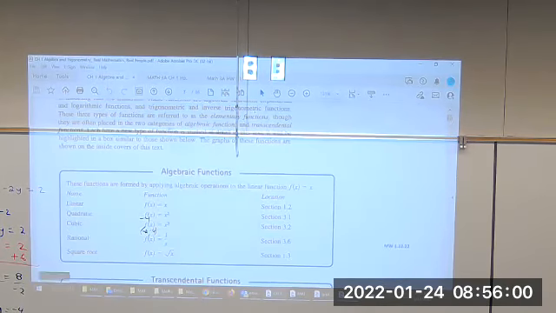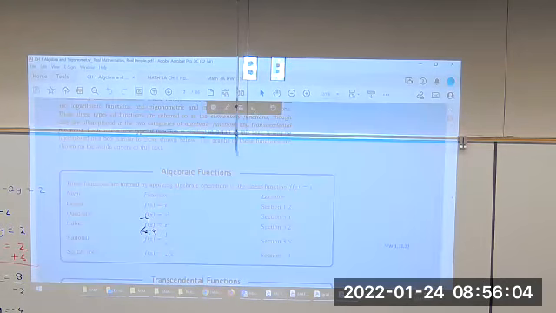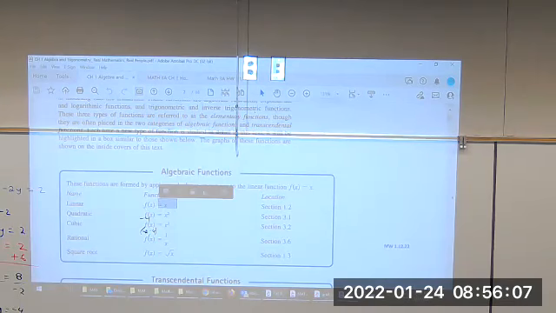Algebraic function. F of x equals x to the first. If it's an x to the first, and basically this is a y on the other side, y equals something times x, then the first degree is linear.